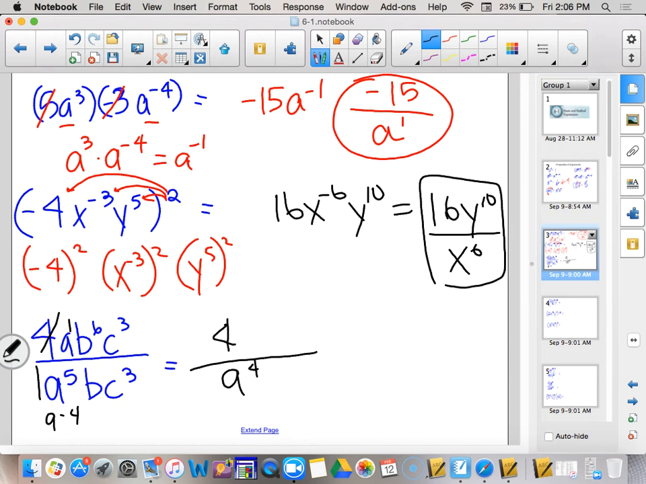B to the 6th over b to the 1. So 6 minus 1 gives me, and then c3 divided by c3 gives me, so that right there would be my answer.